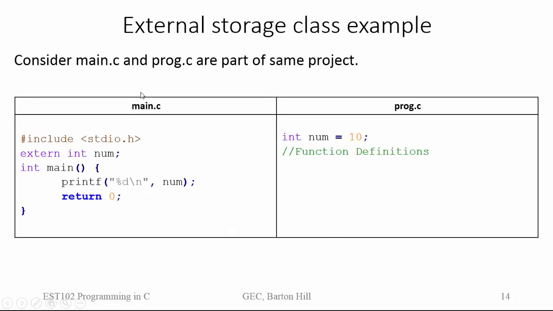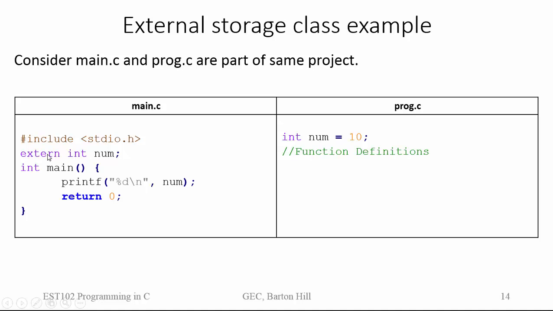Now consider that main.c and prog.c are part of the same project. We had discussed modular programming, and in that we have multiple C files, and only one C file will have the main function. The use of the extern keyword is that we are combining all these files and executing. So main.c has this code and prog.c has this code, and inside main.c I want to access this global variable num. This num is a global variable declared in prog.c, so it can be accessed anywhere in prog.c, but it is not accessible in main.c.